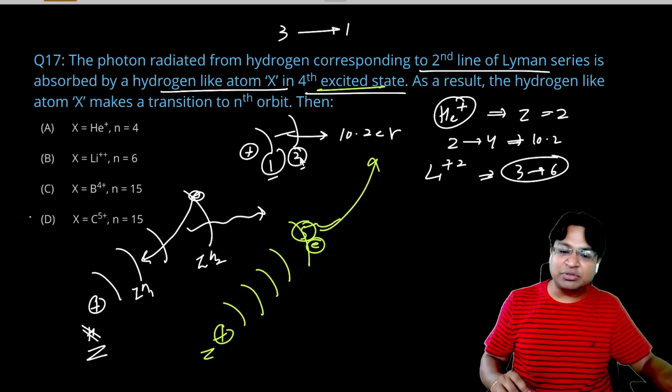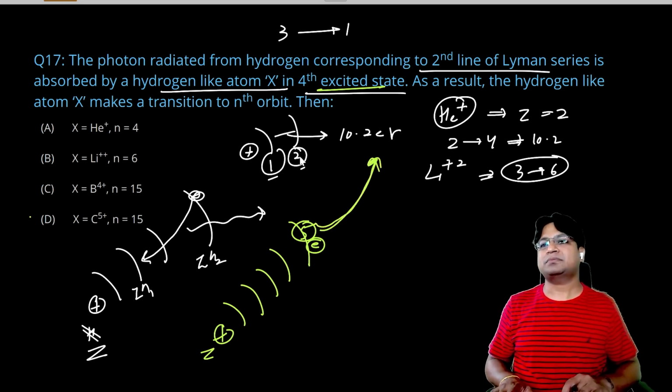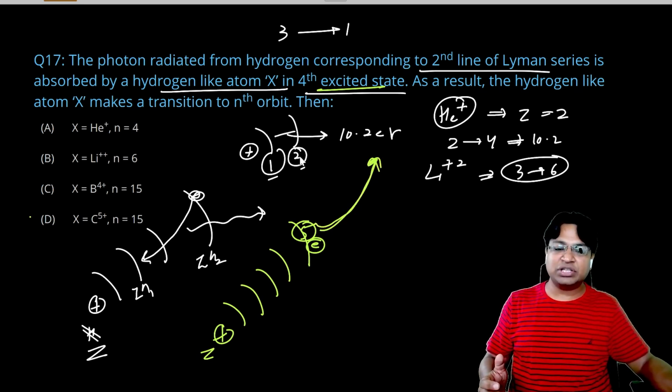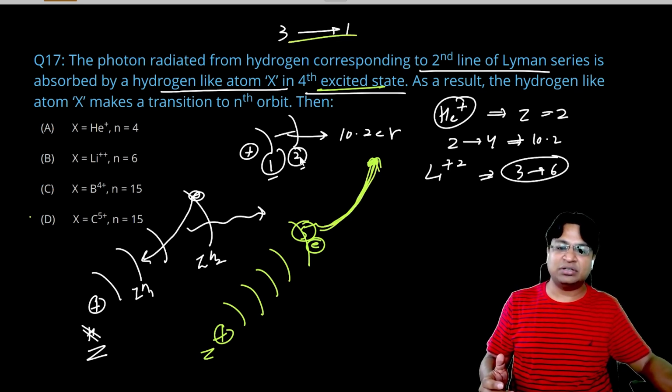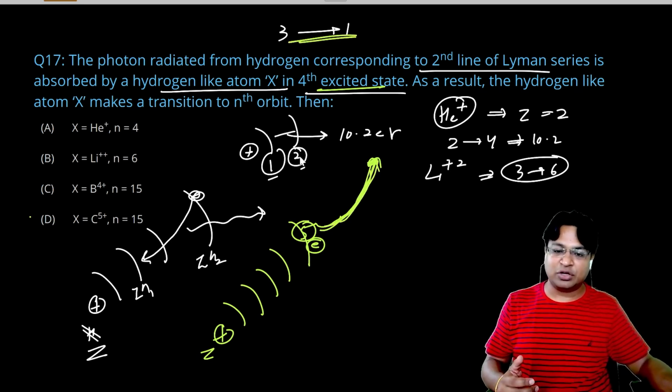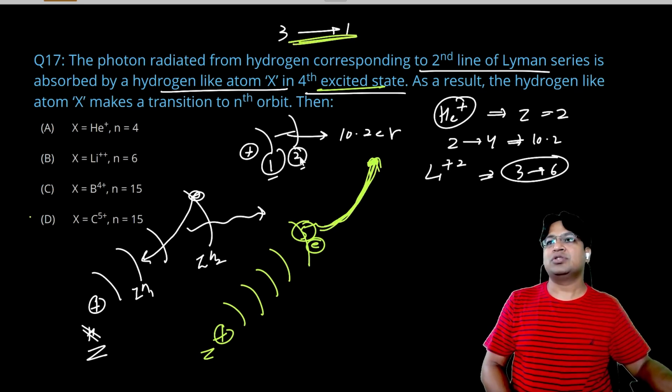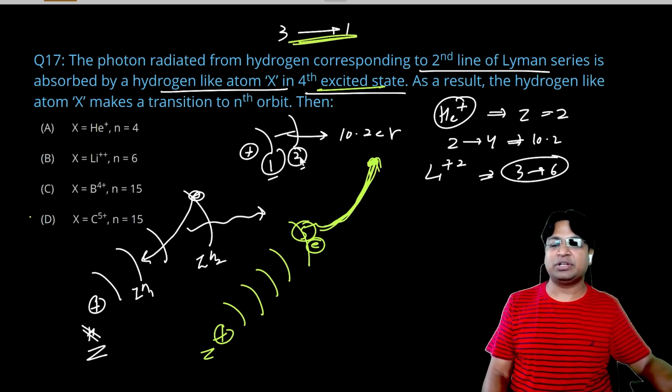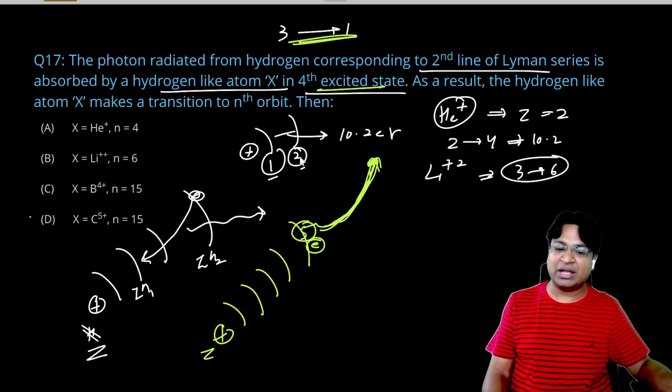So if it has absorbed this photon and moved to another orbit, then it means that the transition energy of this transition should be the same as this one. What I was saying is that this photon should be the same as the photon that we get from hydrogen. The photon that we get from hydrogen from a 1 to 3 transition, we are getting the same photon from another element when the transition happens between 5 and some other orbit.